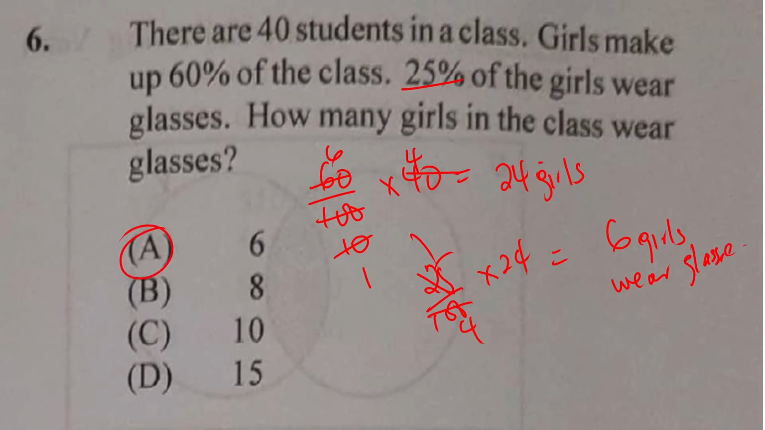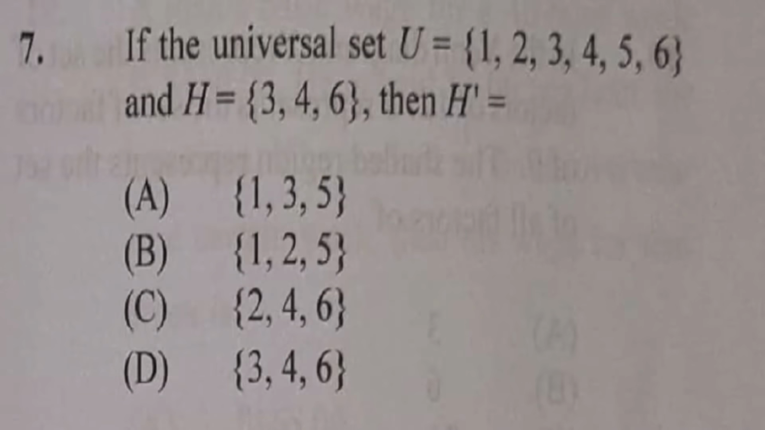Alright, question 7. Question 7 says, if the universal set U equals 1, 2, 3, 4, 5, 6, and H has the elements 3, 4, 6, then H prime is what?